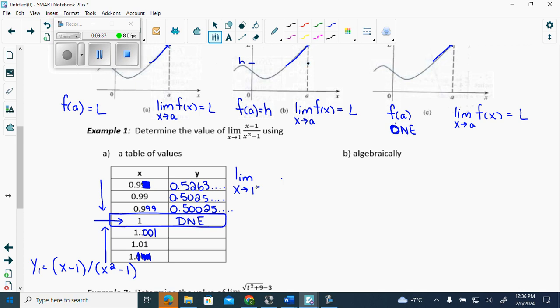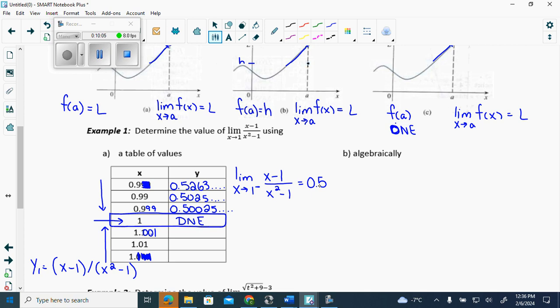So the limit as x approaches 1 from the left of, actually, there is no f of x here, of this function, x minus 1 over x squared minus 1, equals 0.5. That's from the left. We're getting closer and closer to it from the left, 0.99999. Does that make sense? Now we're going to get closer and closer from the right.